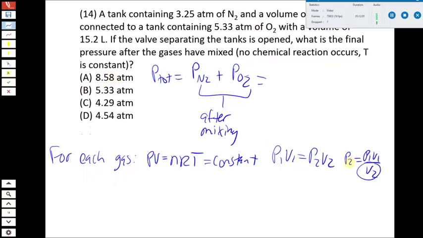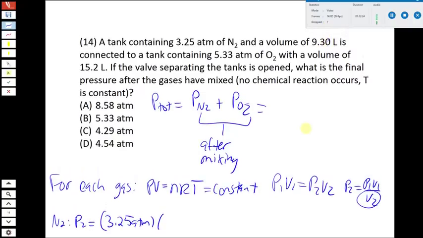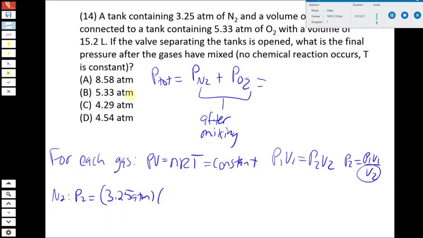And then once we have P2 for both gases, we can add them together to get the total pressure of the mixture. All right, so for nitrogen, our final pressure P2 is equal to P1V1 over V2. So the pressure and volume initially for nitrogen is 3.25 atmospheres, and the volume for the nitrogen cylinder was 9.30 liters. That's that number there.